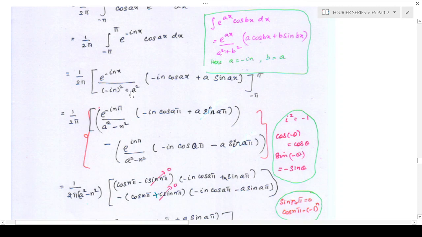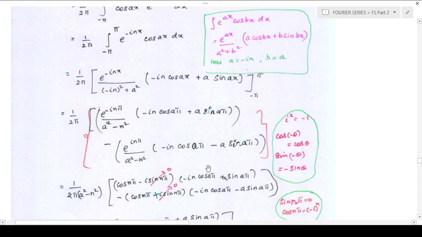Here a square plus b square, it is minus in the whole square, that is i square n square. I square is minus 1. So we can rewrite it as a square minus n square. You are applying the upper limit. Wherever it is x, you are applying pi. Then minus, wherever it is x, you are applying minus pi. Here, if you apply minus pi, minus of minus, it will be plus. Okay, here no problem. Cos of minus theta is cos theta. It will be cos a pi as such. But here, sine of minus theta is minus sine theta. So for the lower limit, sine of minus a pi will become minus, will come here, right?